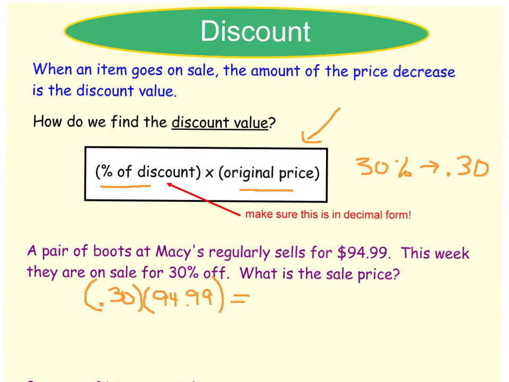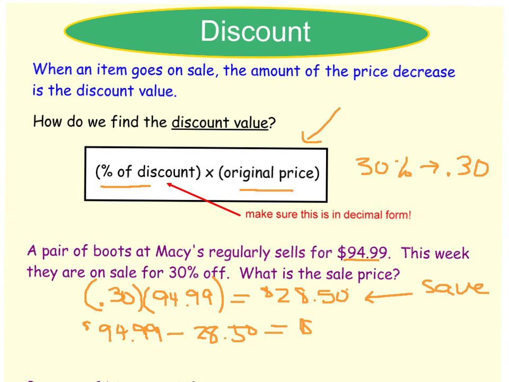And that's going to give me the amount off, or $28.50. I went ahead and rounded that since we've done this a couple times before. So $28.50 is the amount that I'm going to save, but that is not what the sale price is going to be. So my last step is to take that original price of $94.99 and subtract the amount that I'm going to save. And so my actual total is going to be $66.49.